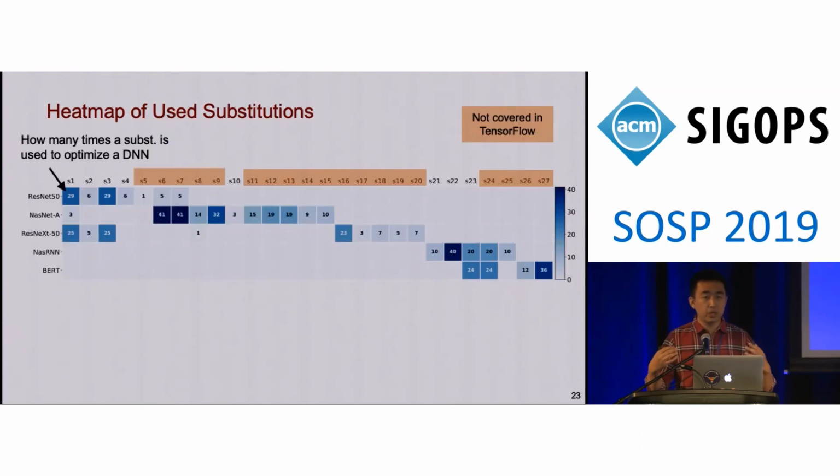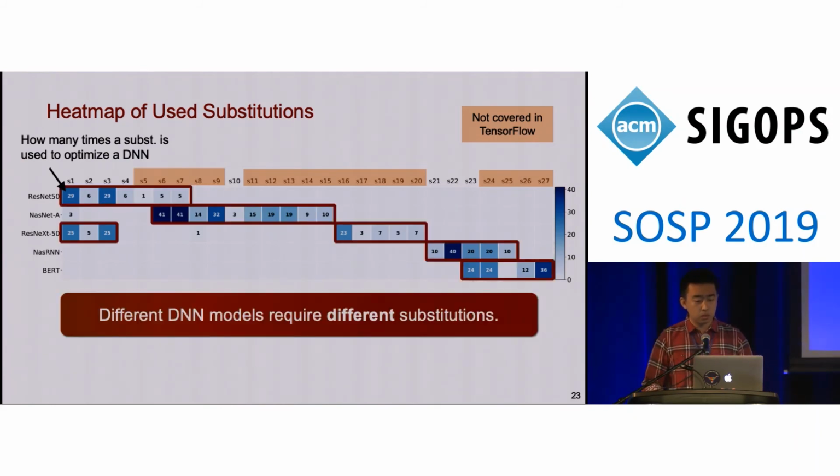Next, we would like to analyze which substitutions are useful to optimize our models. This figure shows the heat map of useful substitutions. Each column shows one substitution, and each row shows one deep learning model. The number shows how many times a substitution is used to optimize a model. And the orange boxes show substitutions that are currently missing in TensorFlow.